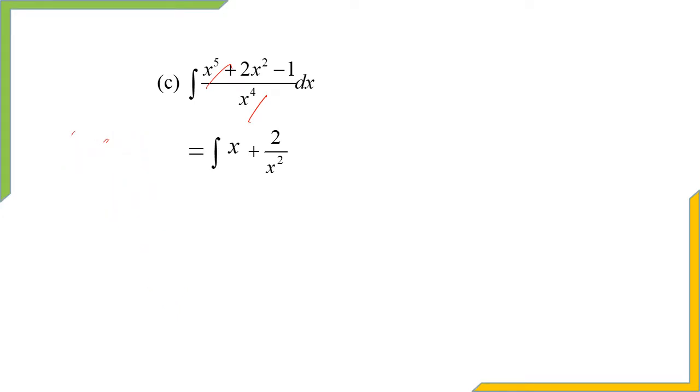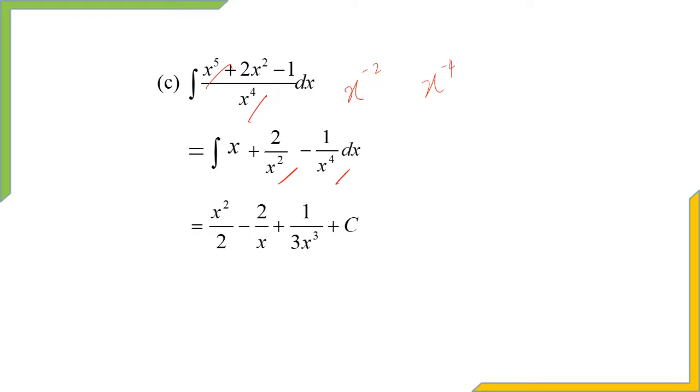So nothing new. The only thing new here is the integration. And then the last one is negative 1 over x to the power of 4 with respect to x. So now, how to integrate? For the second and third term, we need to bring x from the denominator to the numerator. So basic rule of indices. It will be x to the power of negative 2 and x to the power of negative 4. So integrate each of the terms.